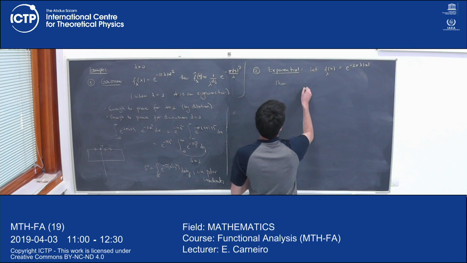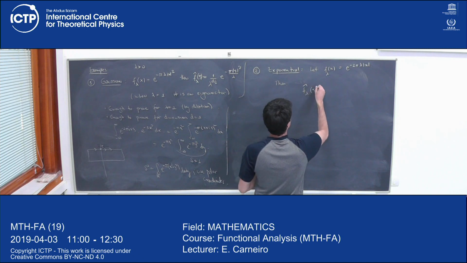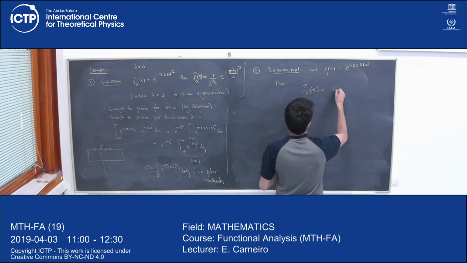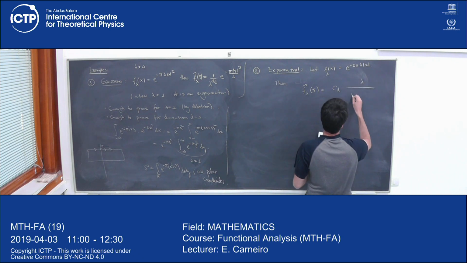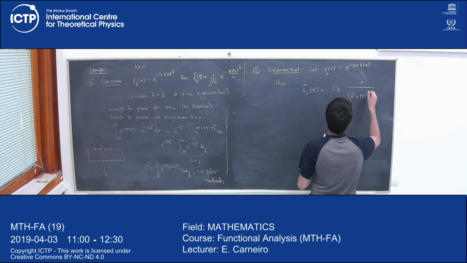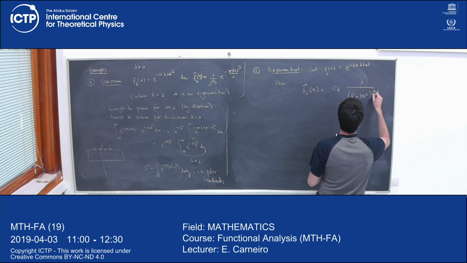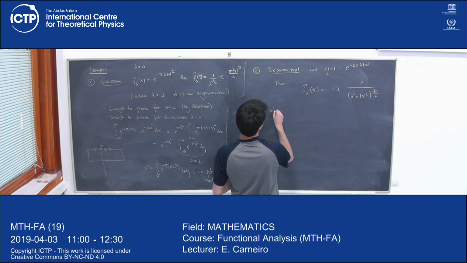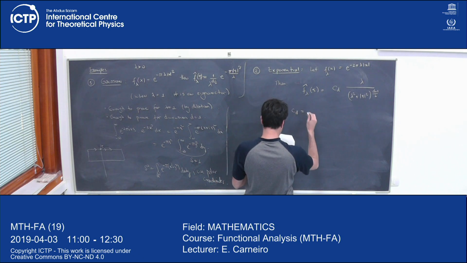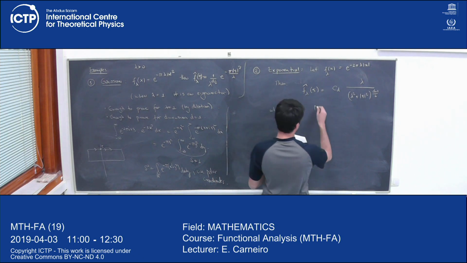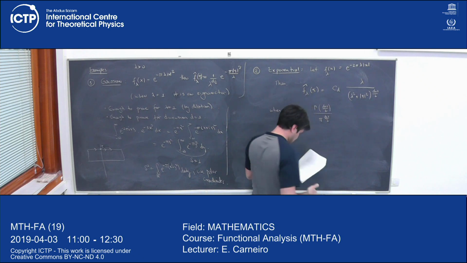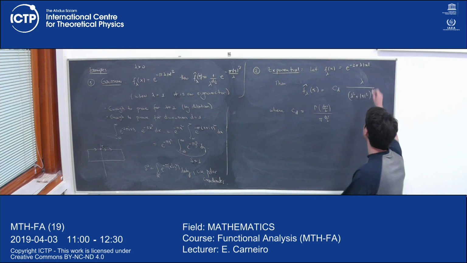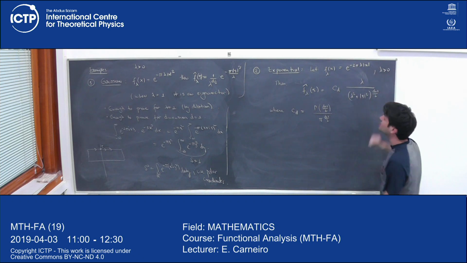Then f lambda hat at the point c is just a d-dimensional constant c_d times lambda over lambda squared plus c squared to the d plus 1 over 2, where this constant c_d is just gamma of d plus 1 over 2 divided by pi to the d plus 1 over 2. Good. And again, of course, lambda here is just a parameter bigger than 0.